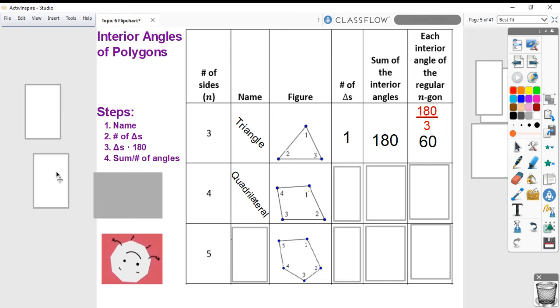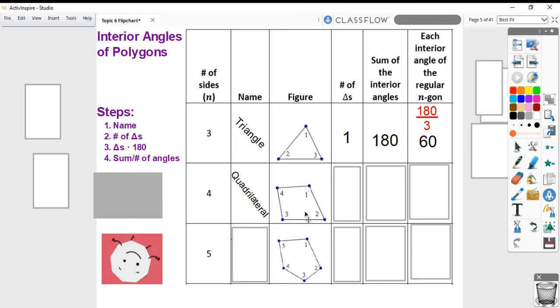There's a bunch of different kinds of quadrilaterals. You could have squares and rectangles and trapezoids and parallelograms and a whole bunch of stuff. But if it has four sides, it can be called a quadrilateral. All right, we have four angles, four sides in this thing.